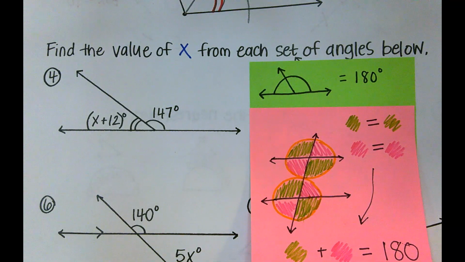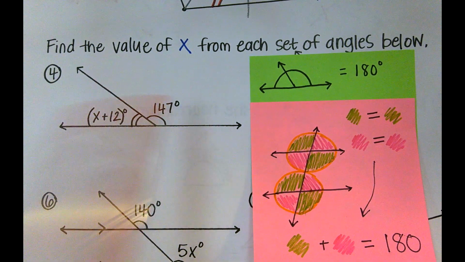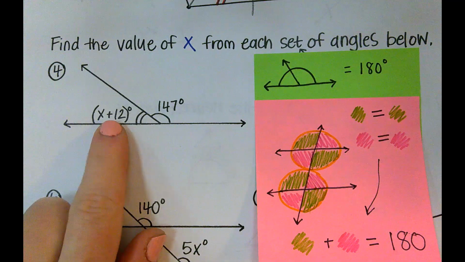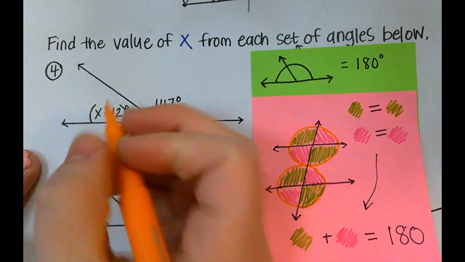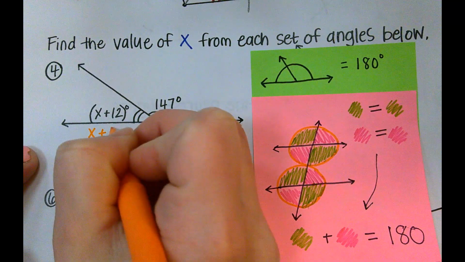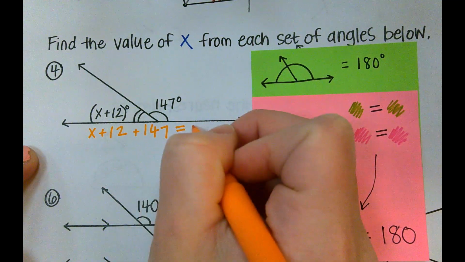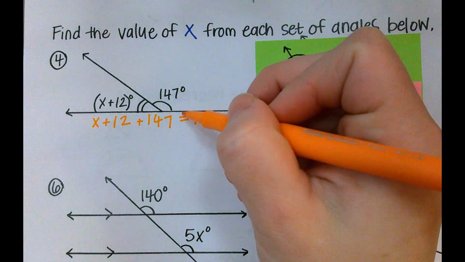All right, now that I have some of my notes ready, let's look at number 4. I have 2 angle values given to me, and I want to solve for x, so we need to write an equation. What equation could I write here for these angles? X plus 12 plus 147 equals 180. Perfect. These 2 angles add up to 180, so I'm just going to write the values of those, add them together, equal 180. X plus 12 plus 147 equals 180.